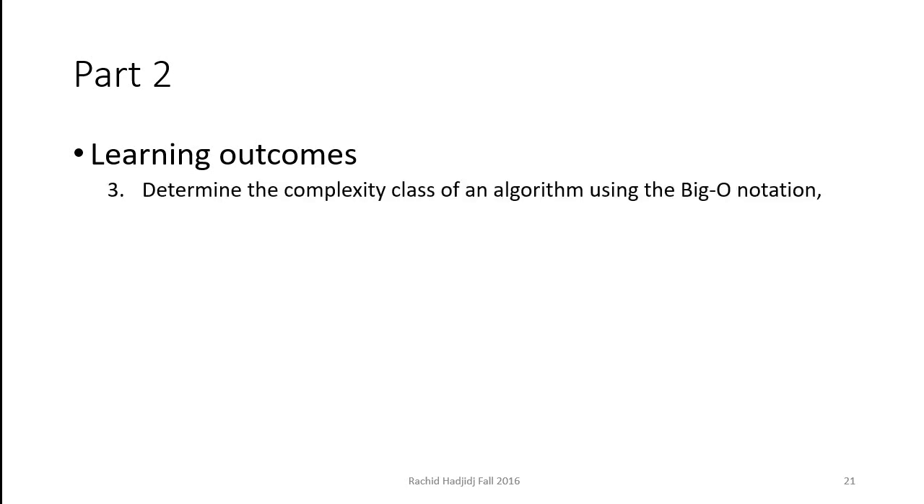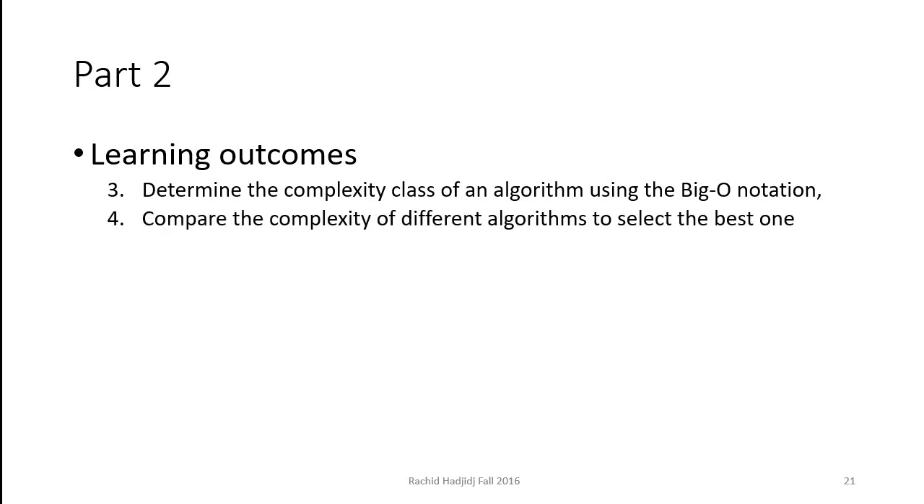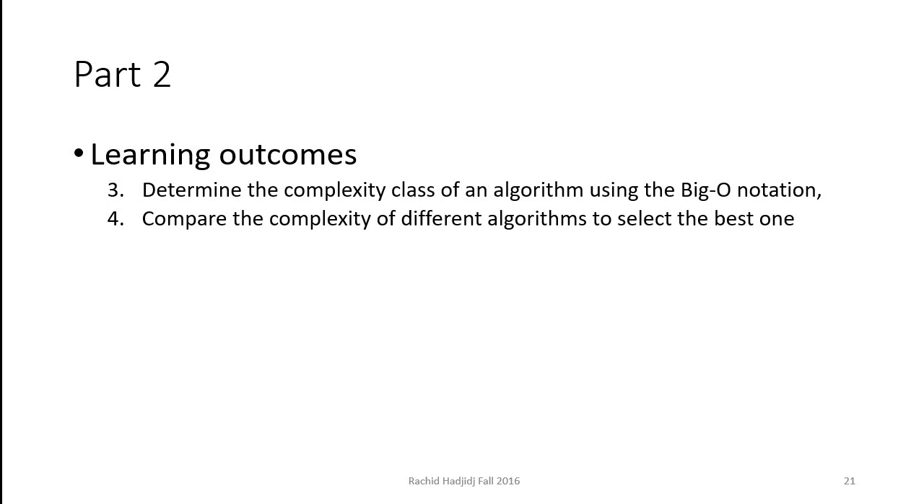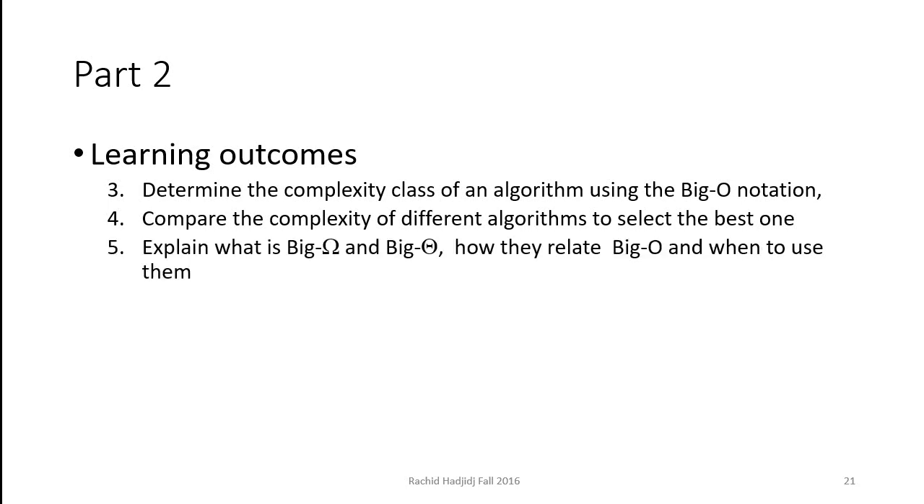First, to determine the complexity class of an algorithm using the big O notation, then compare the complexity of different algorithms and select the best one eventually. And the last thing is learning about the big omega, the big theta notation, and how they are related to the big O notation and when to use each one of them.